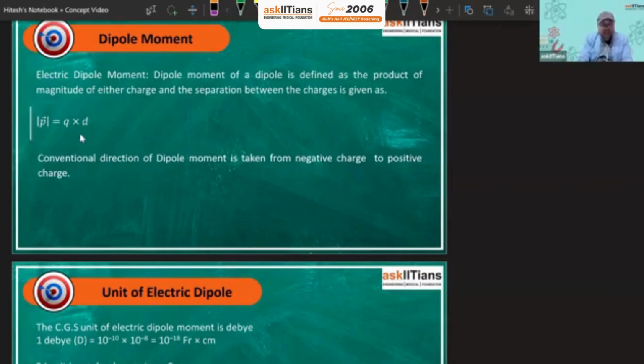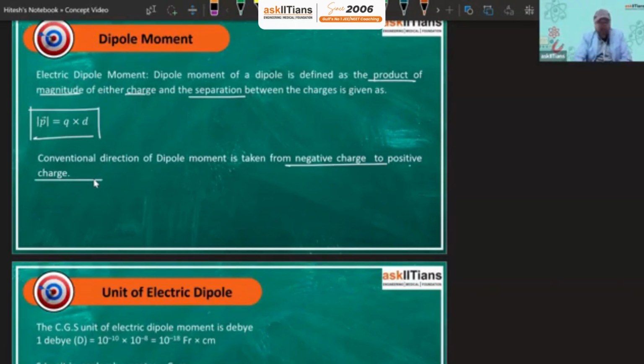Great. So this is important. This expression and this definition are very important from the point of view of our CBSE. So electric dipole moment is the product of the magnitude of either charge, one of the charges, and the separation between the charges. That is known as the electric dipole moment, and the direction is from negative charge to positive charge.